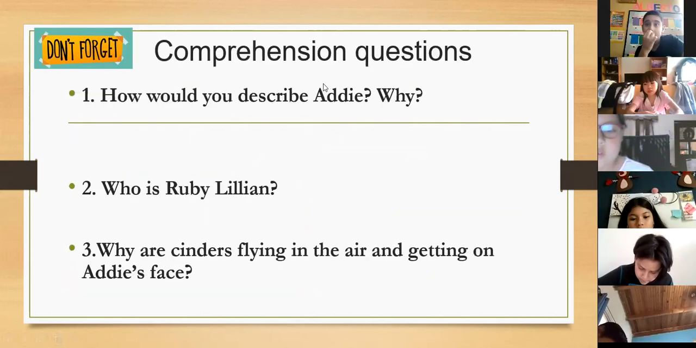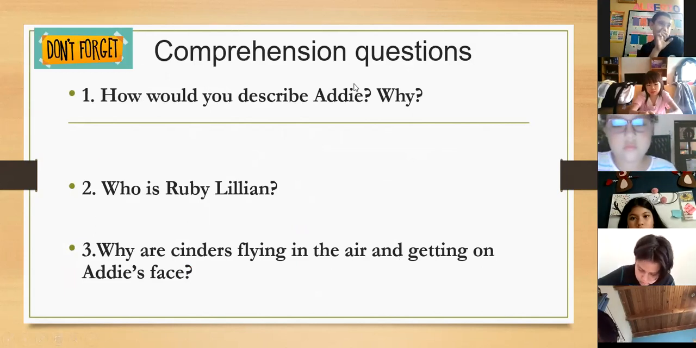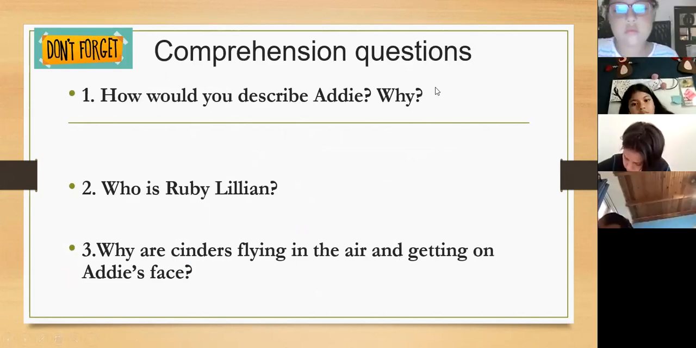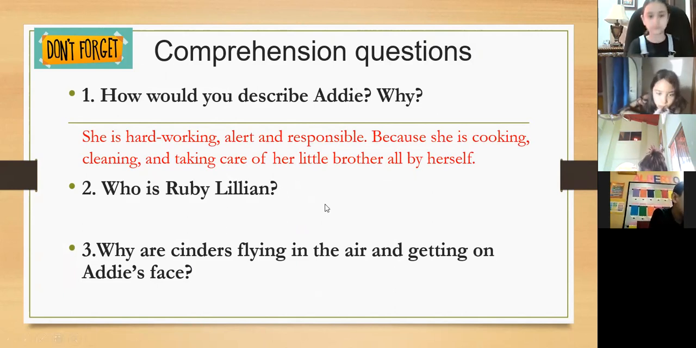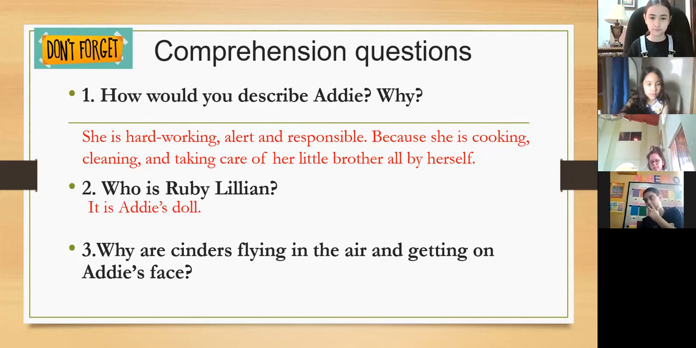Okay, what else? Also, we need to remember all these questions. How can you describe Addy? Brave, strong. What else? She is brave. She is responsible. She is strong. Excellent. She takes care of her little brother all by herself. She was alone just with Bart in the house. Who is Ruby Lillian? Addy's doll. Addy's doll, that's right.